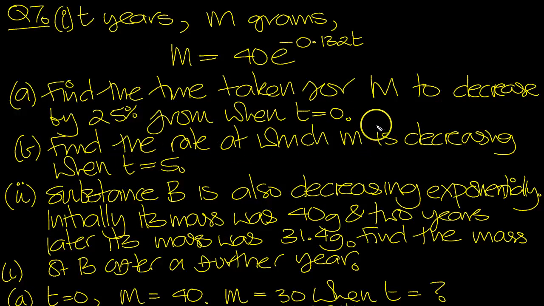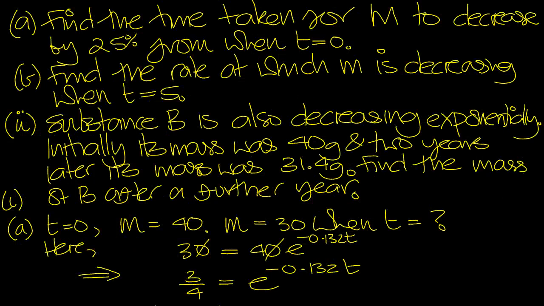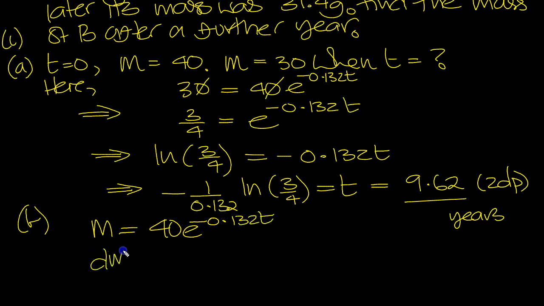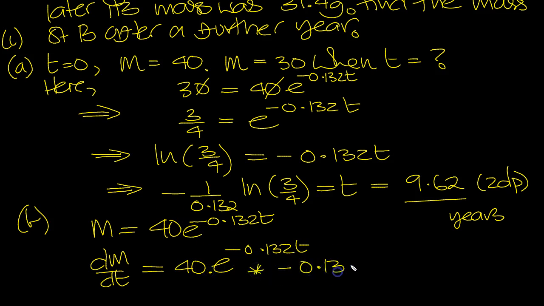So find the rate at which m is decreasing when t is 5. So let's differentiate to get the rate of change of m. So part b, m is equal to 40 e to the minus 0.132t. So dm/dt, differentiate with respect to t, function of a function. So e to the something goes to e to the something, multiplied by the something differentiated, and this would give 40 lots of, and then multiplied by the minus 0.132.